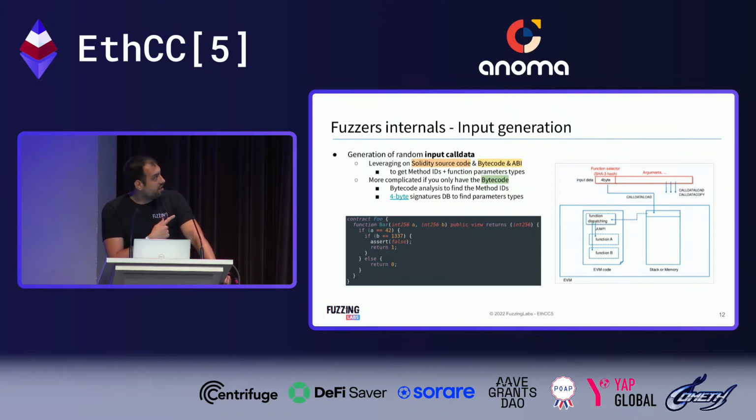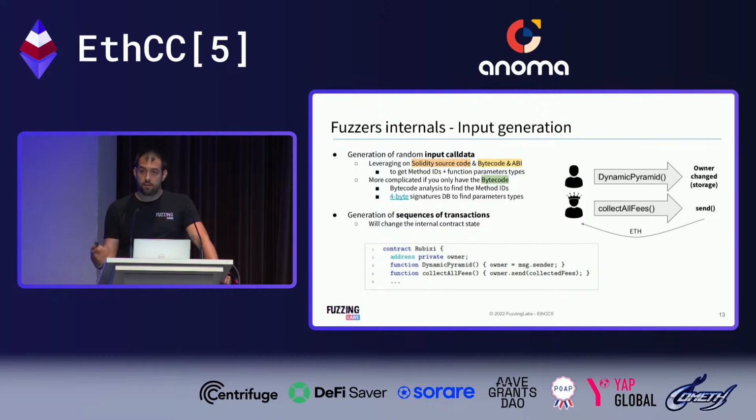As you can see in this example, if we want to trigger the assert, we will need to generate the proper value for A and the proper value for B. That's typically something that the fuzzer will be really efficient at, and we will be able to generate it pretty easily.